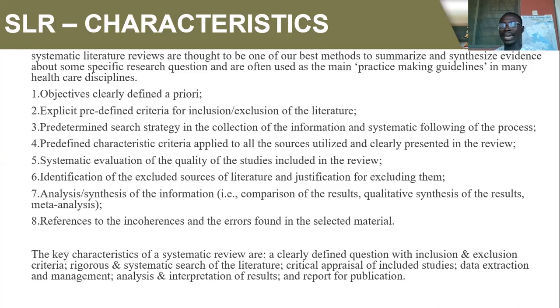So in all, we can say that the key characteristics of a systematic review are, one, clearly define your question. You look at that as a component. Two, a rigorous and systematic search of literature. Then critically appraise or analyze the literature that you are going to include. Then you manage it. Then you look at the analysis and the interpretation of the results. That's the synthesis. Then finally, you report on your results, giving your conclusion and recommendation. So these are a few characteristics of a systematic literature review.